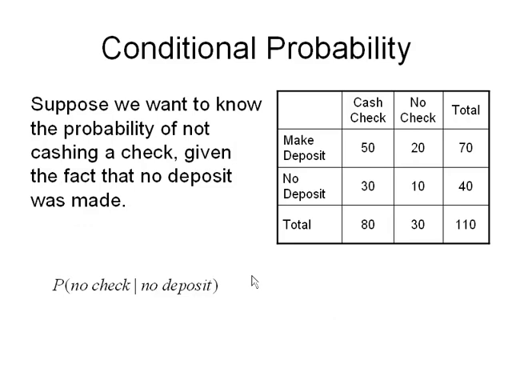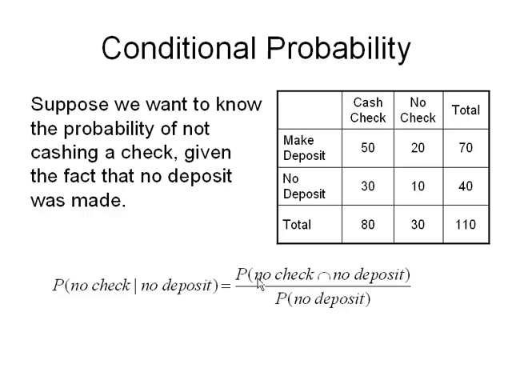Suppose now we want to know the probability of not cashing a check given that no deposit was made. Let me go ahead and use the definition. So that would be the probability that you did not cash a check intersected with that there was no deposit made divided by the probability that no deposit was made. So no check, no deposit would be the 10 here out of 110. No deposit would be the 40 out of 110.